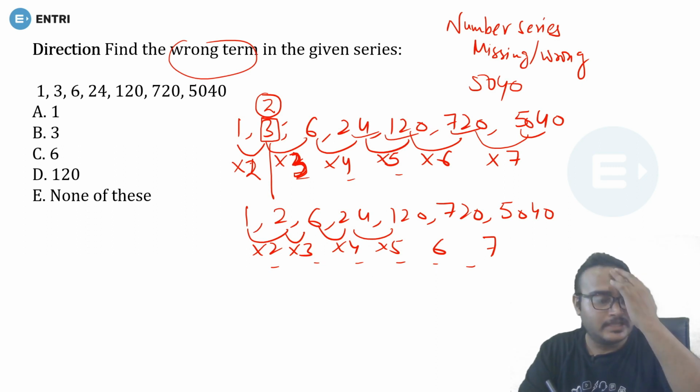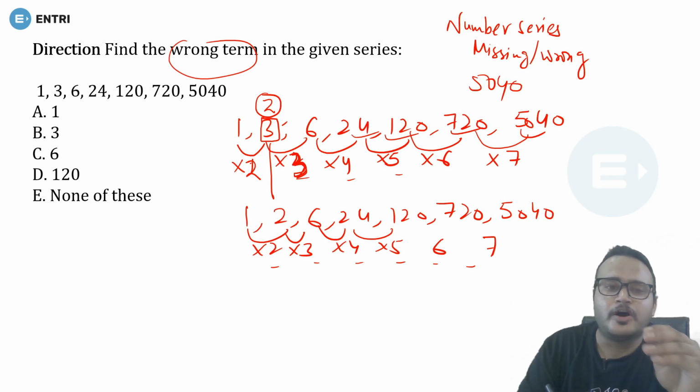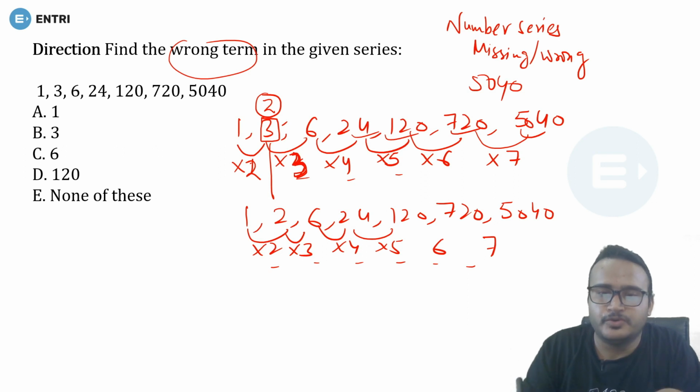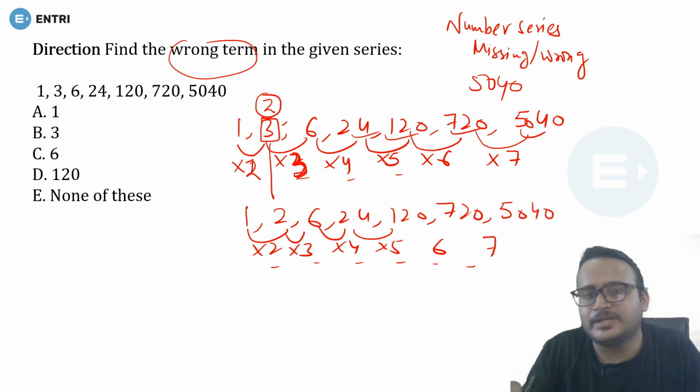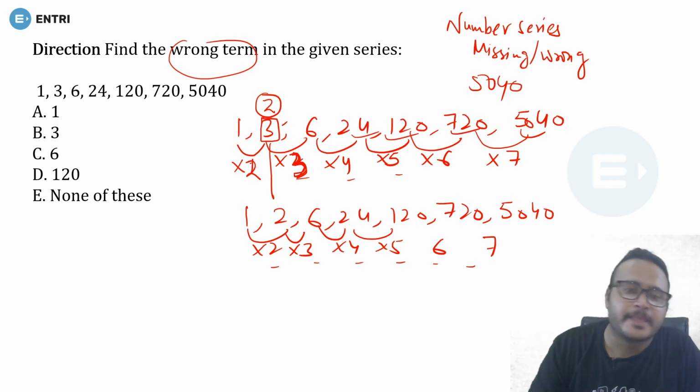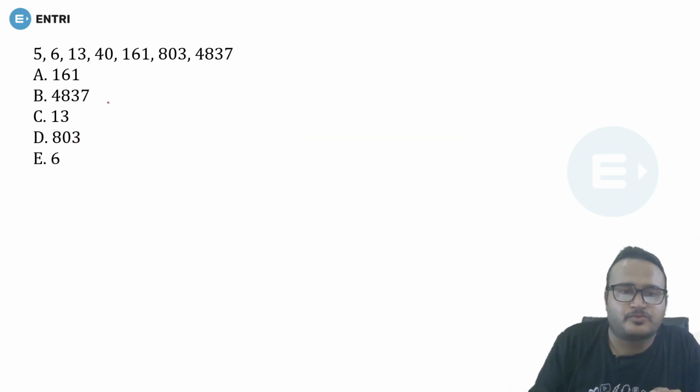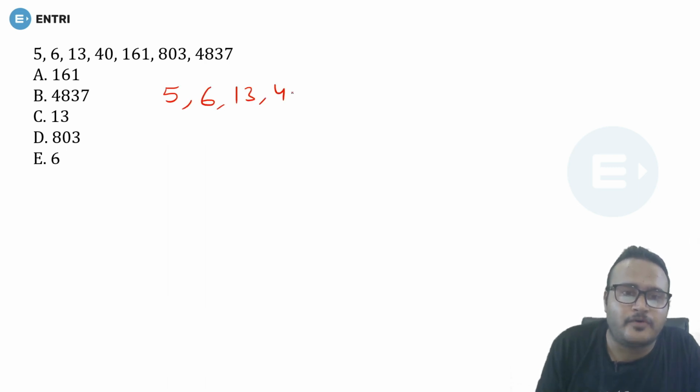So guys, the number series question is just meant to find the slope of the series. If the slope of the series is increasing at a very rapid pace, then definitely the multiplication concept will be involved. So guys, here 3 will be the wrong number, so you can mark 3. Okay, the next question, we'll do these questions fast: 5, 6, 13, 40, 161, 803.